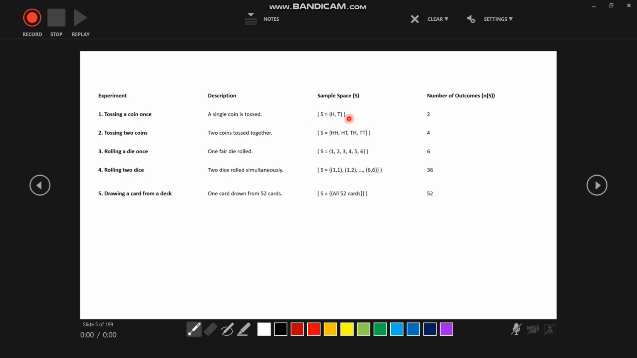If you toss a coin once, you either obtain a head or tail. So the sample space for this is head or tail. So the number of outcomes is 2. And if you toss it twice, then this will be the sample space and the number of outcomes will be 4. If you roll a die once, then this will be the sample space, the number of outcomes is 6. If you roll a die twice, this will be the sample space, the number of outcomes is 36.